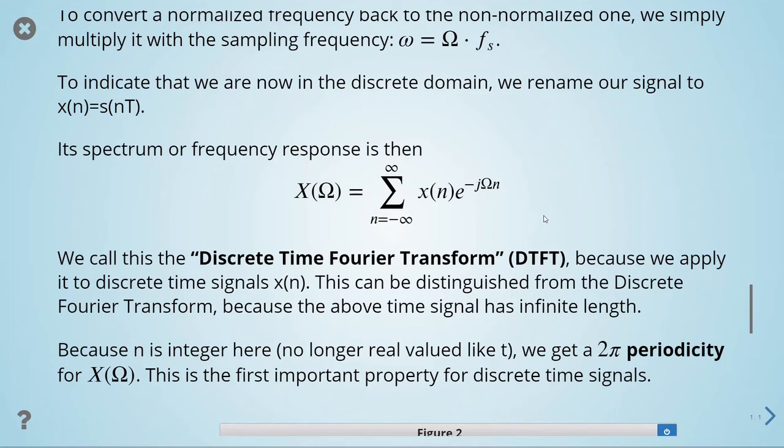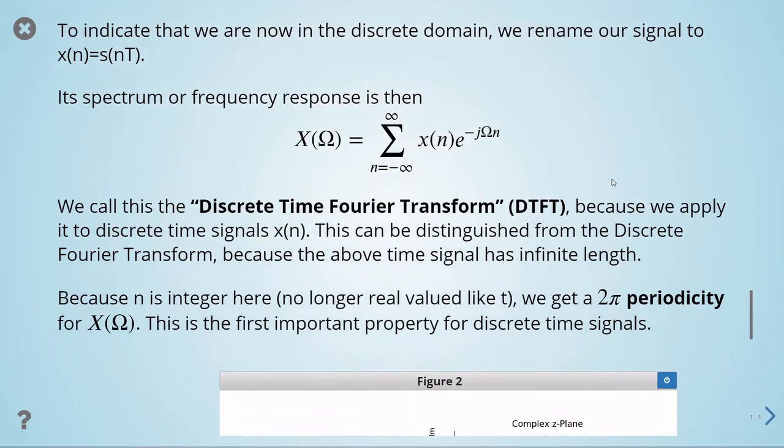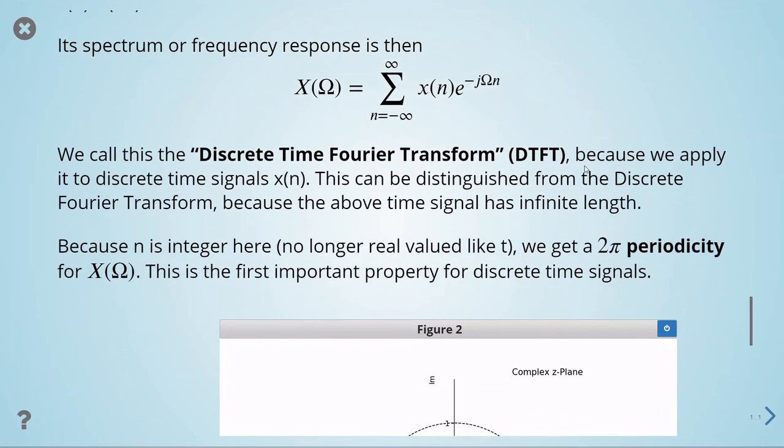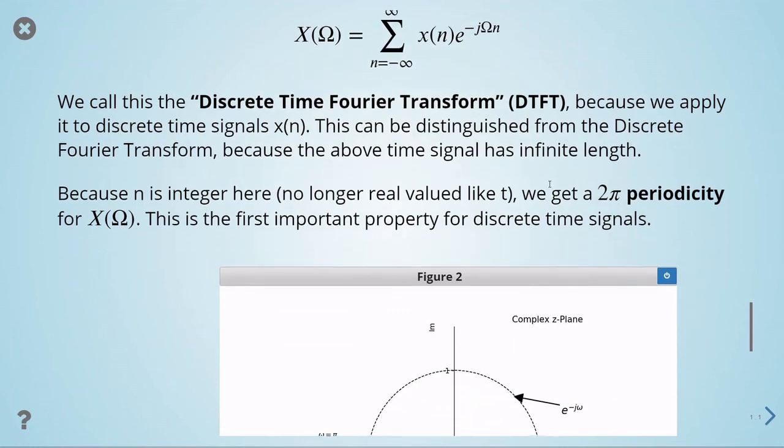This is the DTFT because we apply it to discrete time signals x of n. This can be distinguished from the discrete Fourier transform because the above time signal has infinite length. So we are going from minus infinity to plus infinity. As n is an integer here, so it's not a real value like t, we have a 2 pi periodicity for the frequency response. So this is a very first important property of discrete time signals, that they have 2 pi periodicity for capital X and capital omega.